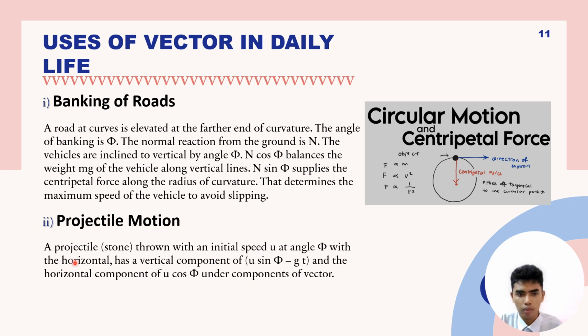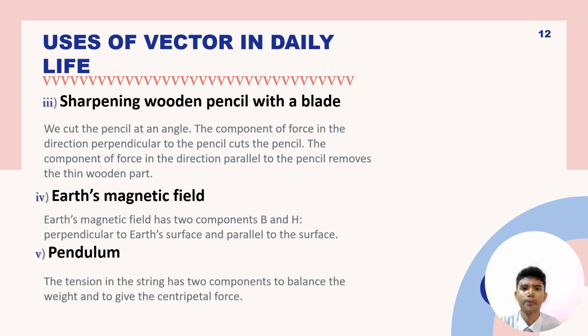So we also have projectile motion, a projectile stone thrown with an initial speed u at angle theta, where the vertical component is u sin theta minus gt, which is a formula we will learn next also. g is equal to the gravity force. Also, we live on earth, of course, so we have gravity force fighting against our speed, so the object will not go out of space, and the horizontal component is u cos theta. These are components of a vector.